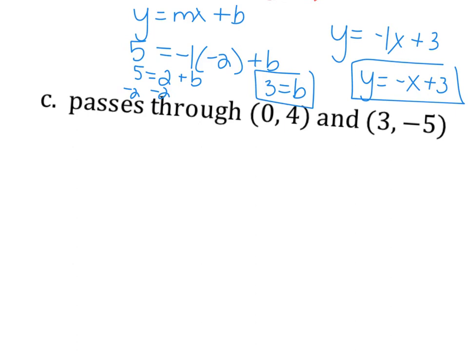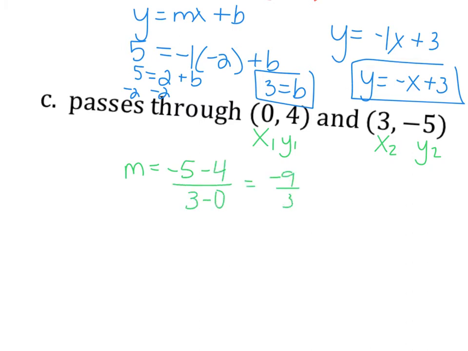Okay, so now I'm going to do the same thing on this one. I'm going to label my x1, y1, x2, y2. Find my slope. m equals y2 minus y1 over x2 minus x1. It doesn't matter really, but just to be consistent, I'm going to do it that way. So negative 9 over 3 gives us a slope of negative 3.